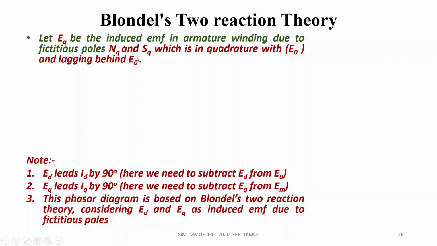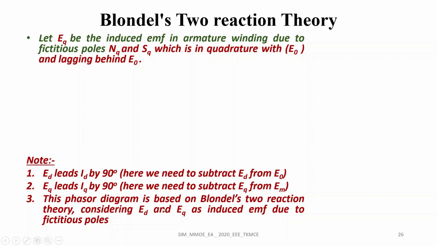In order to get a clear idea about the phasor diagram of alternator considering two reaction theory, it is to be noted that ED, that is voltage drops along direct axis due to armature reaction, leads respective current, that is ID, by 90 degree. So the resultant of E0 and ED gives EM. Then EQ, the voltage drop due to armature reaction along quadrature axis, leads respective current, that is IQ, by 90 degree. Here we can have the vector EM. Then we need to subtract EQ from EM in order to obtain internal induced EMF EA.